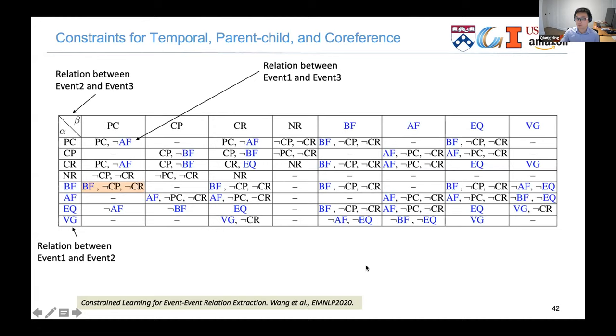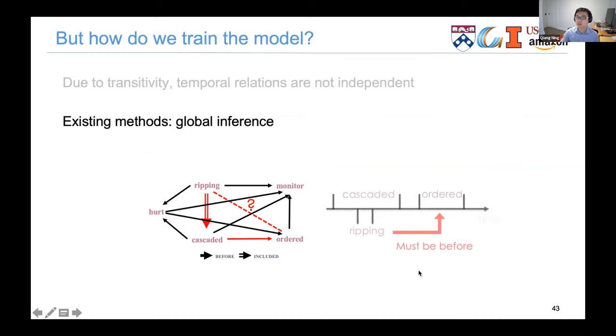I'm not going to explain all of the labels here. Please refer to the table for more details. So far, we have assumed that a model is already given to us. And all we care about was to do the global inference.